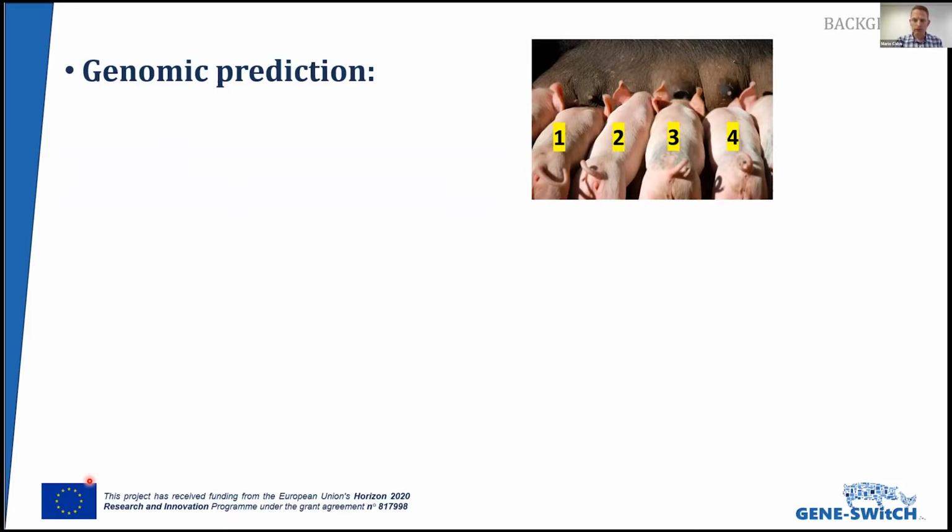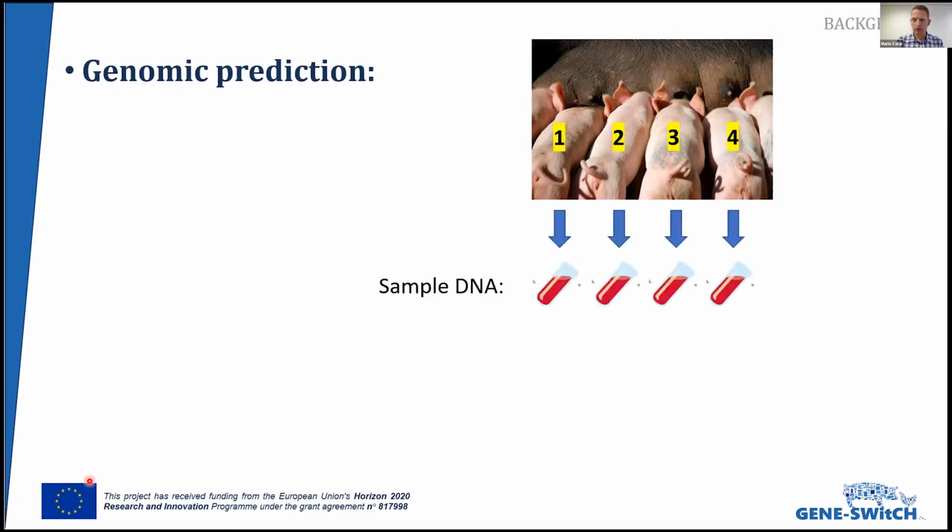So if they're really young, you don't have any performance information of these animals themselves. So you really can't tell those full sibs apart. However, with genomic prediction, what you do is you take a DNA sample of each one of them.